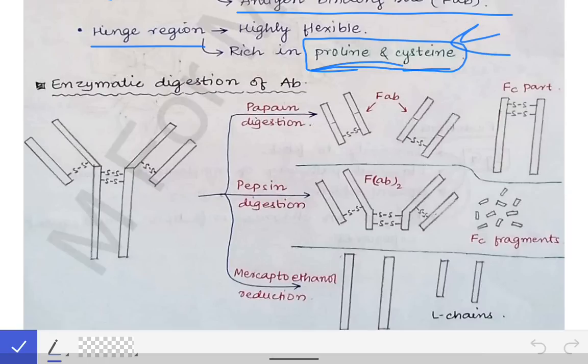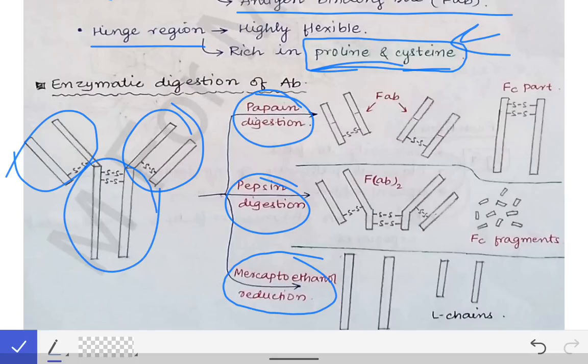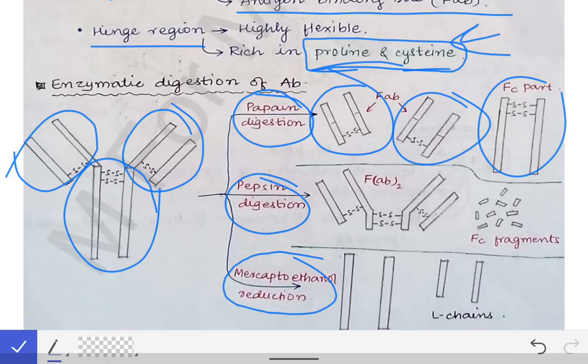Three types of digestion can occur in the antibody: the papain digestion, the pepsin digestion, and the mercaptoethanol reduction. When we apply papain to the antibody, this fragment and this fragment get separated, while this fragment gets separated as well. So there are a total of three fragments with papain: two FAB fragments and one FC part. This is one FAB fragment, this is another FAB fragment, and this is the FC part.